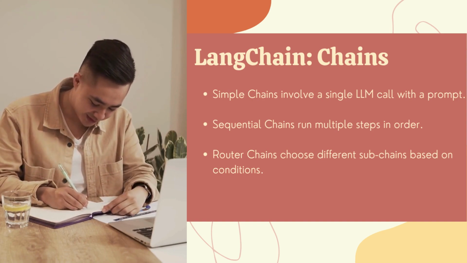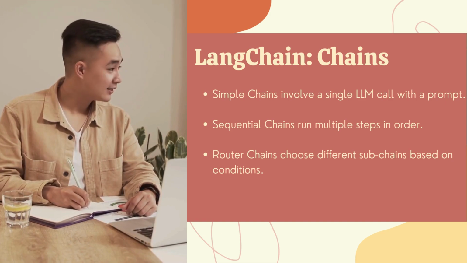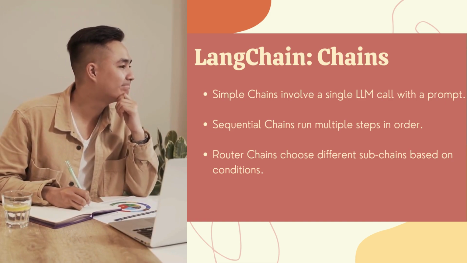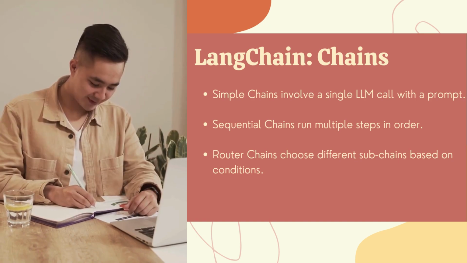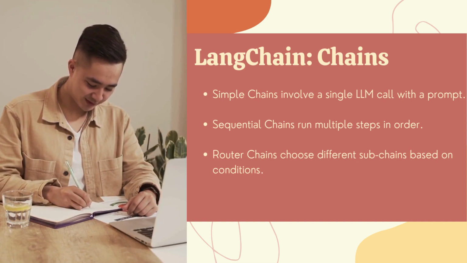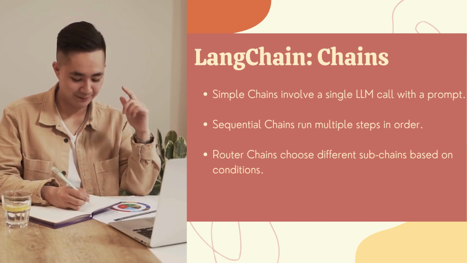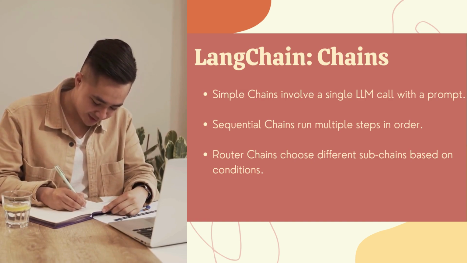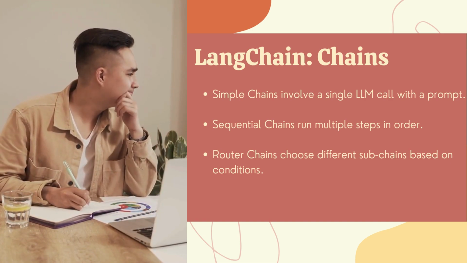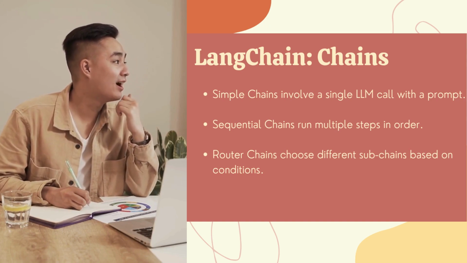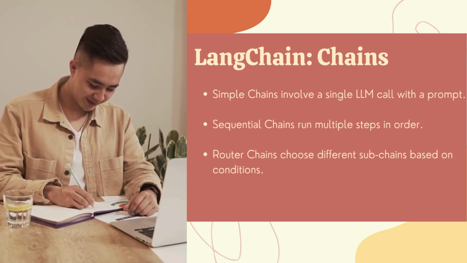Fourth, agents. These are autonomous units that make decisions. They decide which action or tool to use based on the input. For example, deciding whether to call a calculator, search the web, or just generate text. Finally, memory. Memory is essential for maintaining context. It stores previous interactions so that a chatbot can remember user preferences across multiple steps or sessions. And a quick note on output parsers. These process and format the raw output of the LLM into structured data, such as extracting a JSON object.